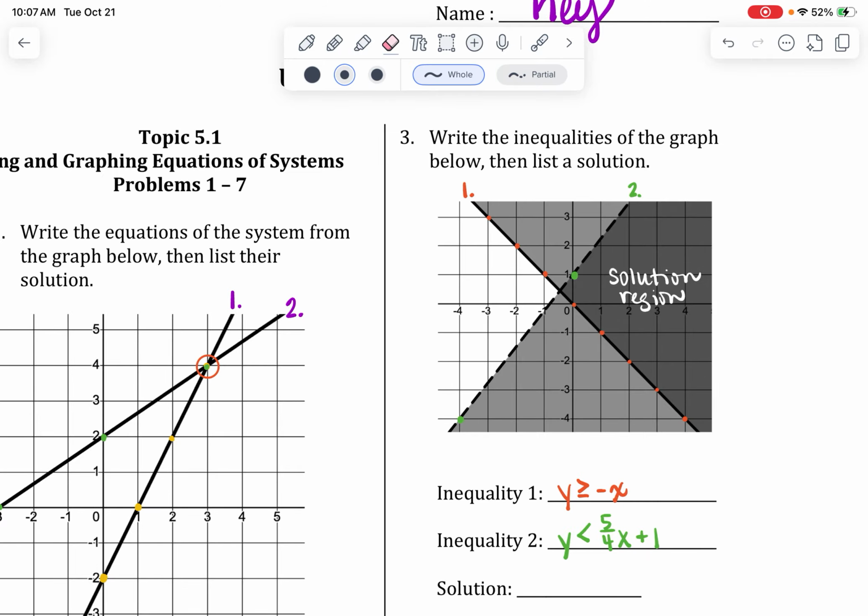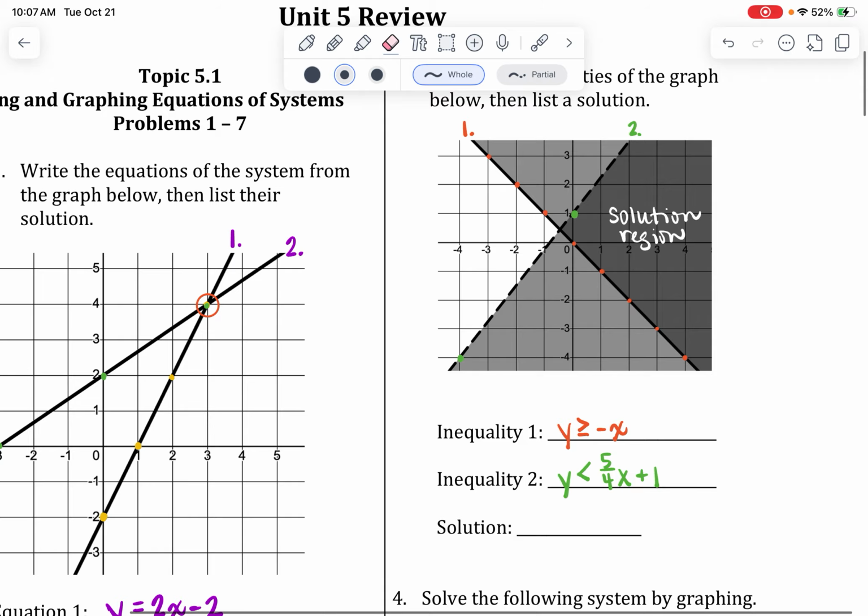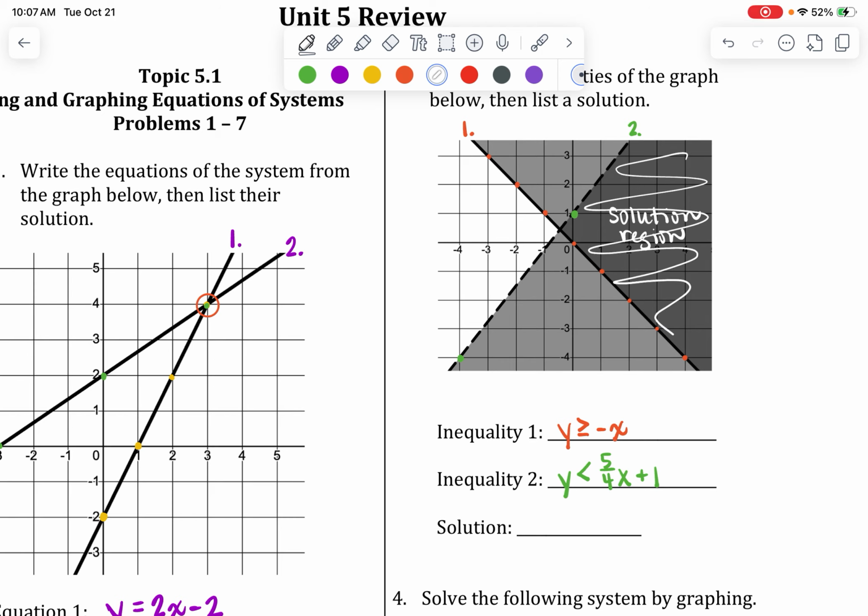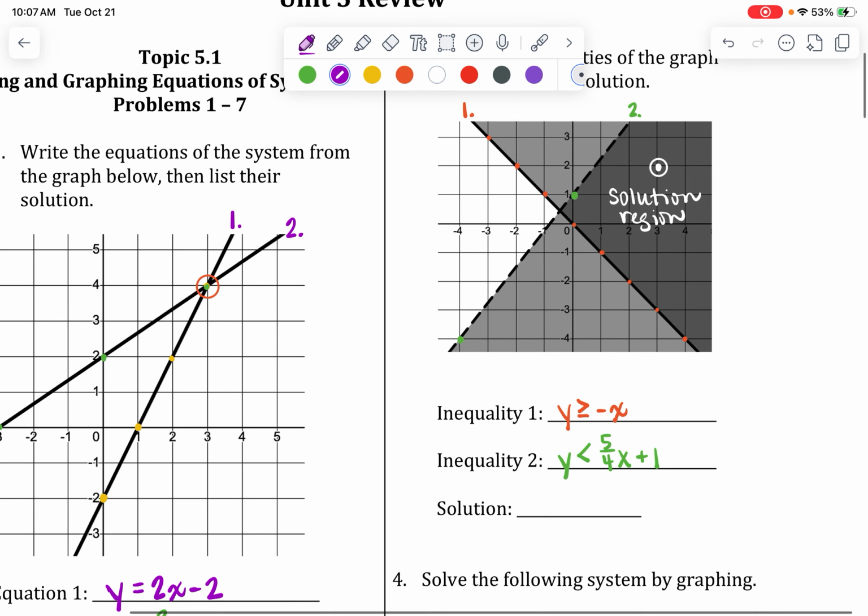All right, and now that we've established that, now we just need to find a solution. Well, remember, there's infinite solutions, and they all exist in this overlapping space. So you just need to pick any point that exists in the overlapping shaded region. I'm gonna pick 3, 2. I'm just going to pick this point right here. Any point will do. You don't have to pick the same point as me. Just pick something that's in the overlapping shaded region.